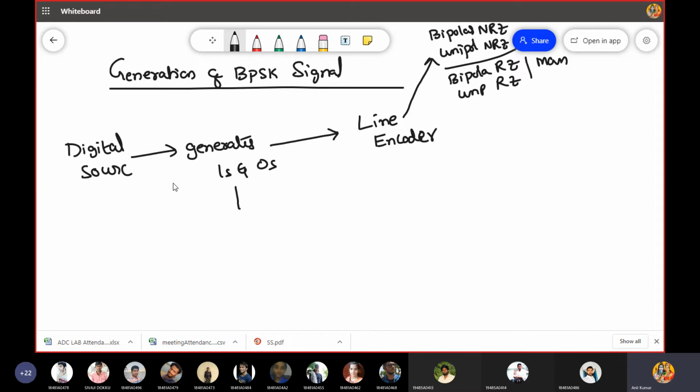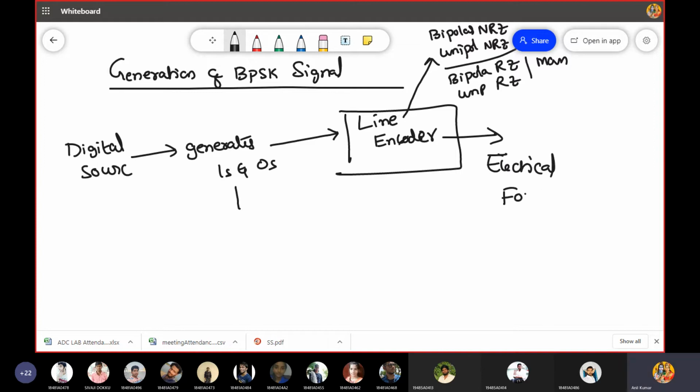Here ones and zeros are generated by the digital source. A digital source is a source which always generates ones and zeros. This sequence of ones and zeros is nothing but the digital message signal. This digital message signal is now applied to the line encoder. By using any one of the line encoding techniques, your digital data is converted into electrical format.